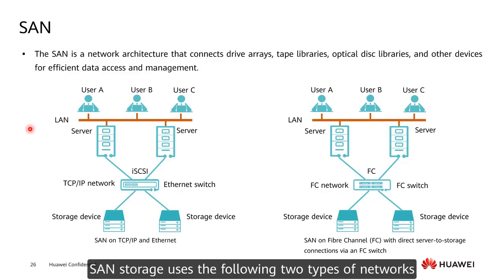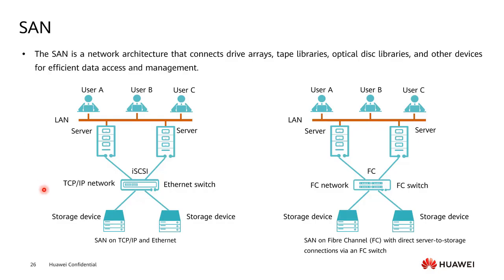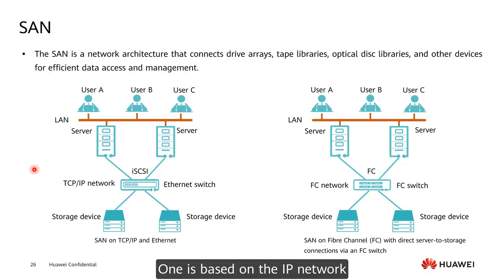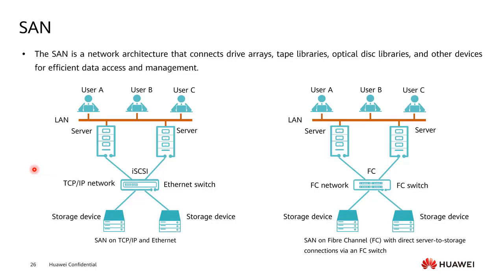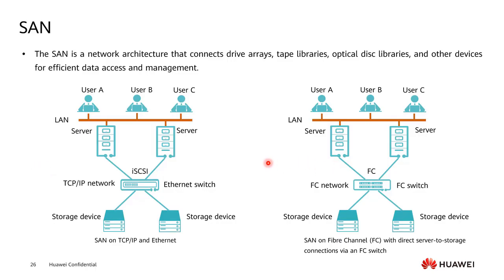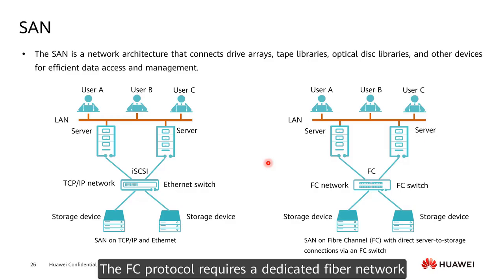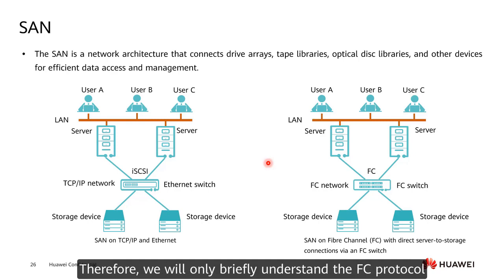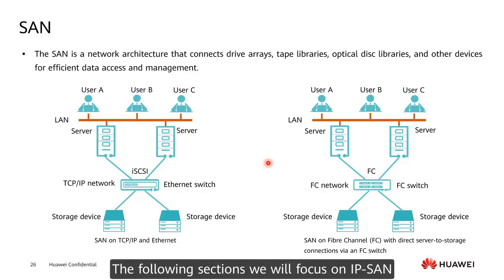Currently, SAN storage uses the following two types of networks. One is based on IP network, which we call IP-SAN. The other type is based on the FC protocol, which is called FC-SAN. The FC protocol requires a dedicated fiber network. Therefore, we will only briefly cover the FC protocol. In the following sections we will focus on IP-SAN.